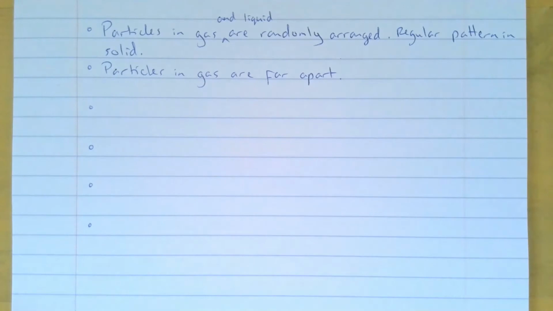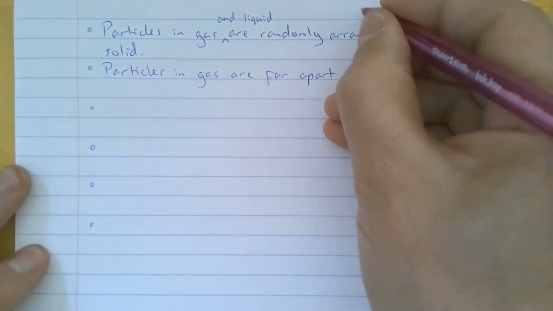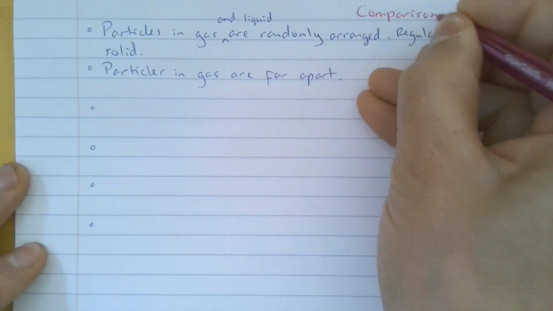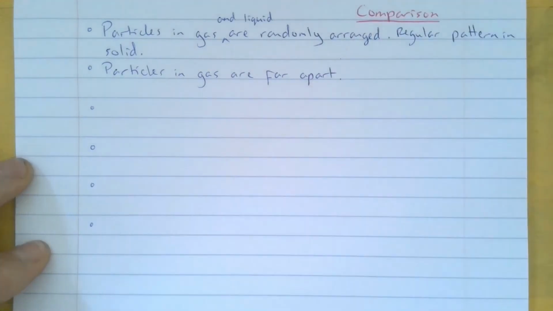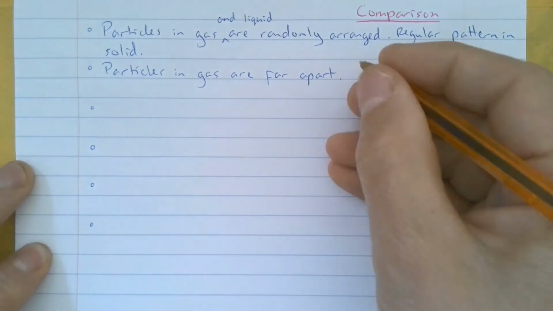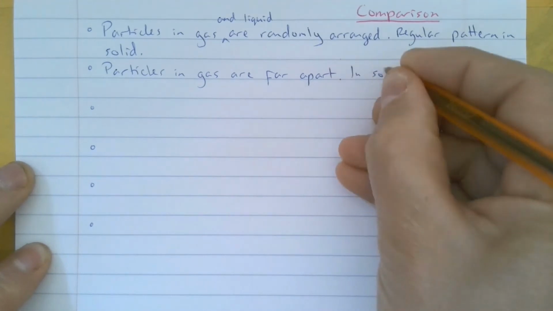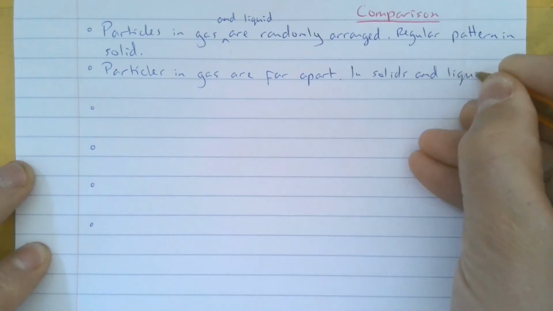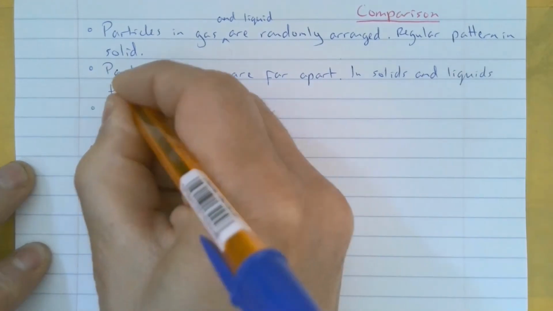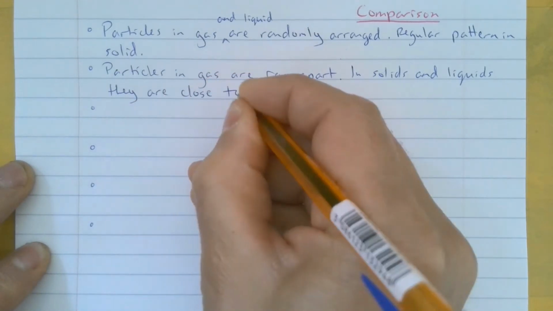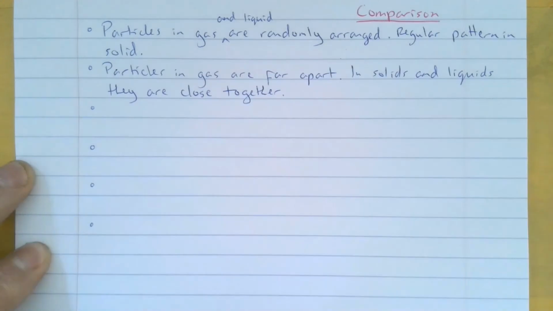Just remember that every single line, every single sentence has to make some kind of comparison. It's a compare question. Particles in gas are far apart. In solids and liquids, they are close together. Okay, what else can we say?